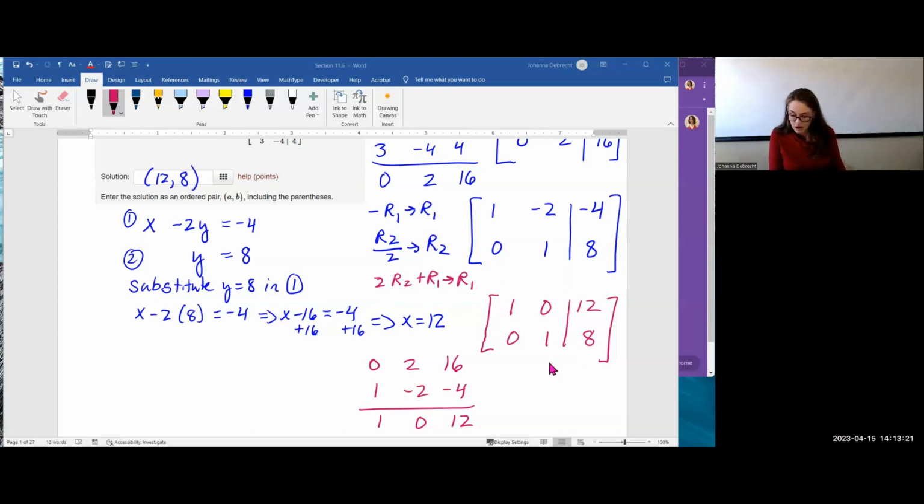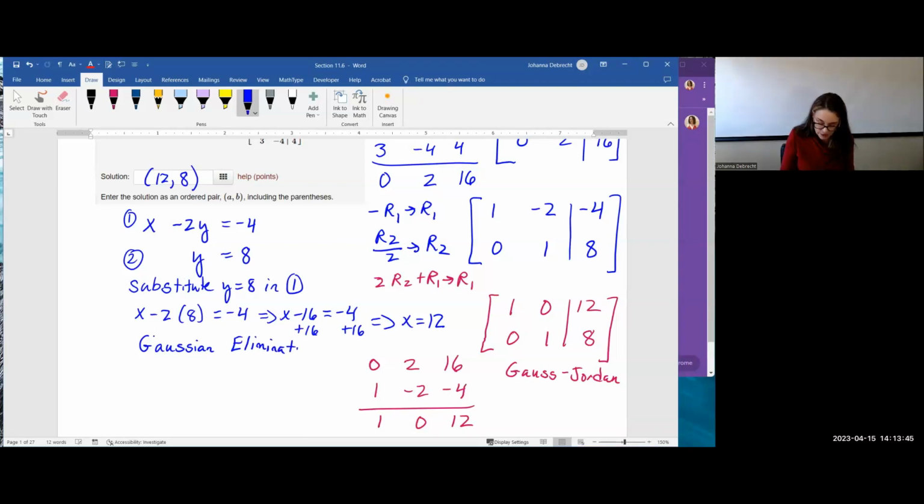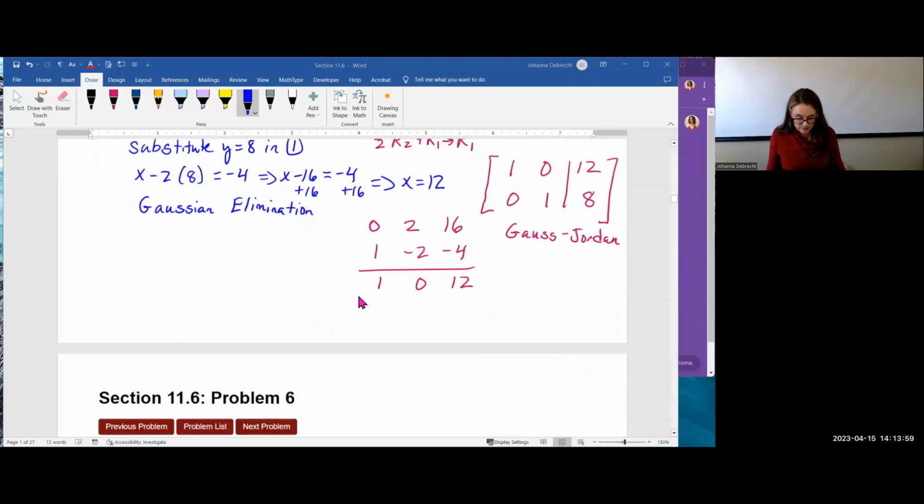Now, this method is called Gauss-Jordan. This method is called Gaussian. So let me write those down. This is the Gauss-Jordan elimination method. And this one over here is Gaussian elimination. I do not have a preference as to which methods my students use. You should understand how to do both, but I do not mind if you do Gauss-Jordan instead of Gaussian or Gaussian instead of Gauss-Jordan, so long as you understand the process.